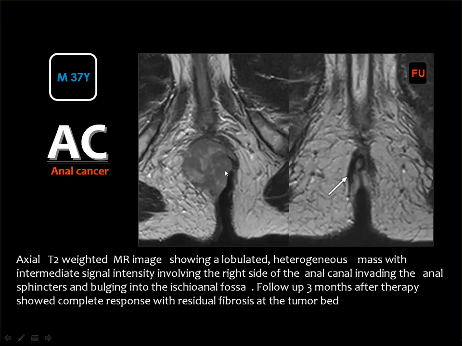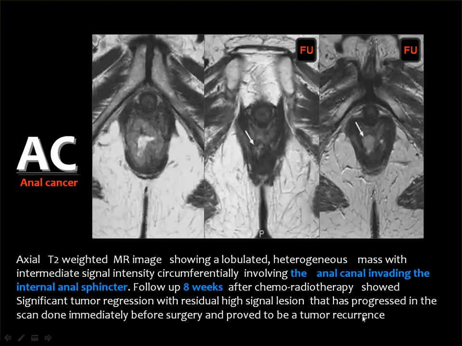And this is an anal cancer that has been treated, and the follow-up 3 months after therapy showed significant regression of the tumor with residual fibrotic band at the site of the lesion. And this is another example of anal carcinoma that has been treated by irradiation for 8 weeks.